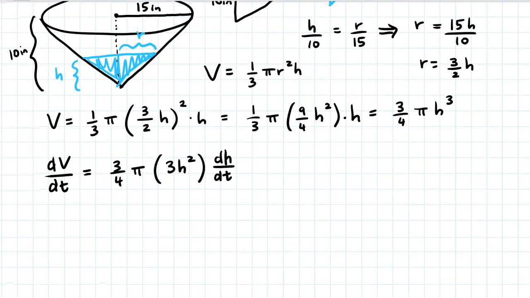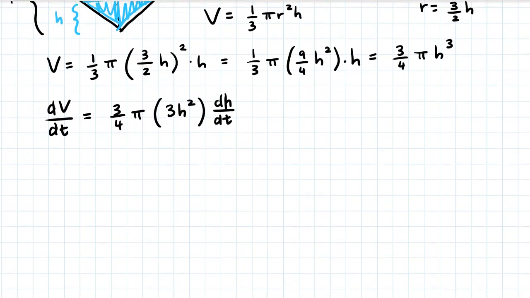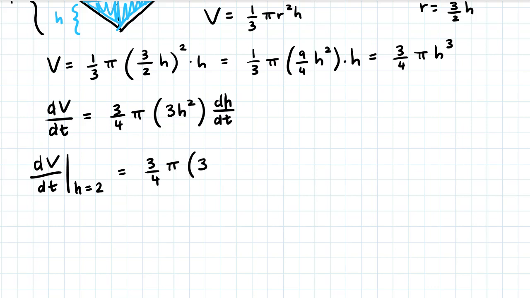And we also want to find the rate of change of the volume of the water when the height is equal to 2 inches. So I'm going to go ahead and plug in a height of 2 into my formula. And then I know that also my dh/dt value we said was 3 inches per second.